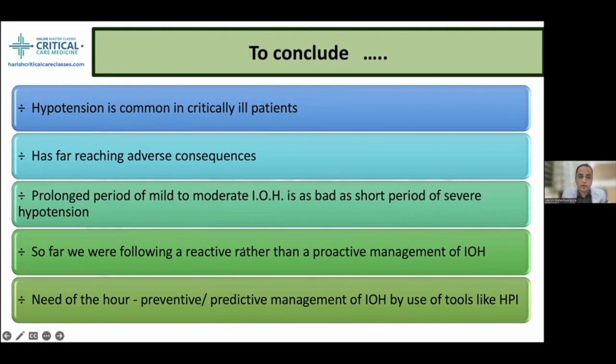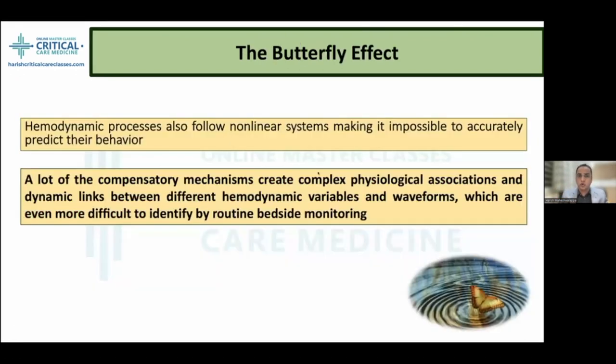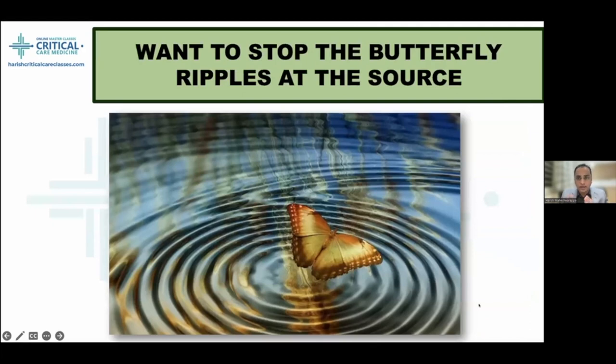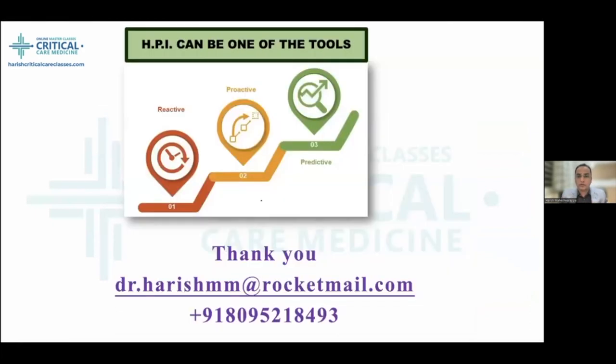So far we were following reactive rather than proactive management of intraoperative hypotension. So the need of the hour is some preventive, predictive strategy to get an idea that this particular patient will have hypotension subsequently. Basically this is like a butterfly effect, which has created a ripple, but its impact is significant. It spreads throughout the stay of the patient. If you prevent this disturbance here, then we can predict the hypotension and its sequelae. So one method of preventing that butterfly ripple effect is by using this hypotension prediction index.